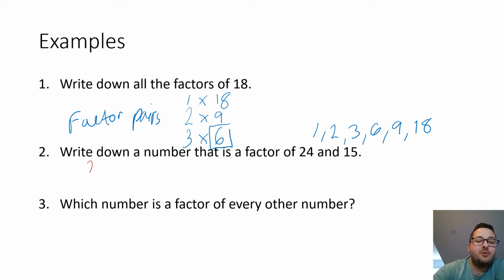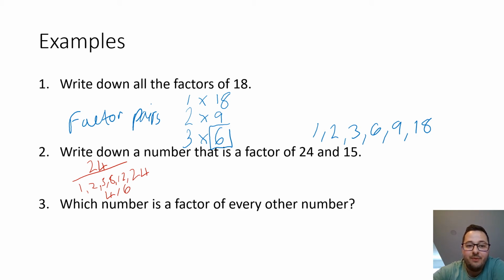So if I think about 24, I'm just going to write them straight away. We've got 1 and 24, we've got 2 and 12, we've got 3 and 8, I've not given myself enough space, but we've also got 4 and 6. So there's a lot of options for 24. Those are all the factors of that.